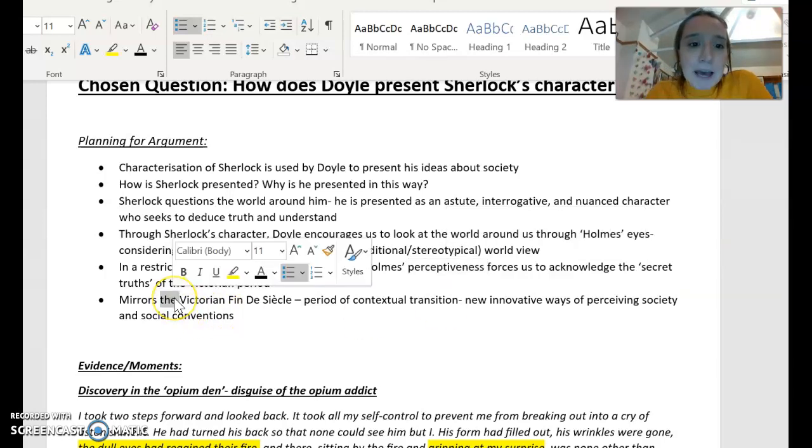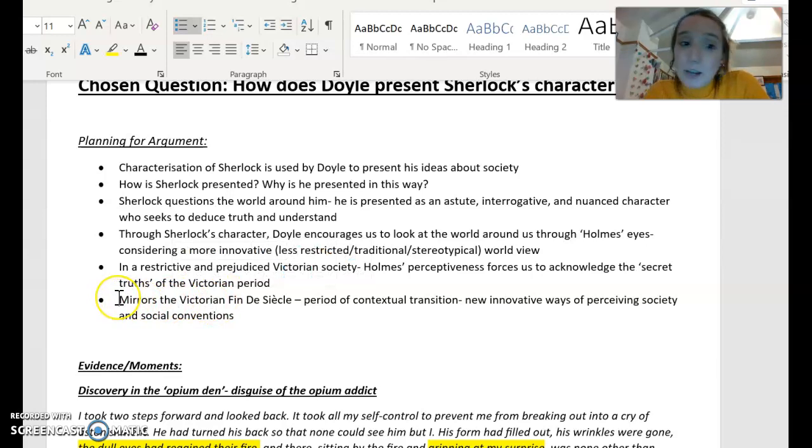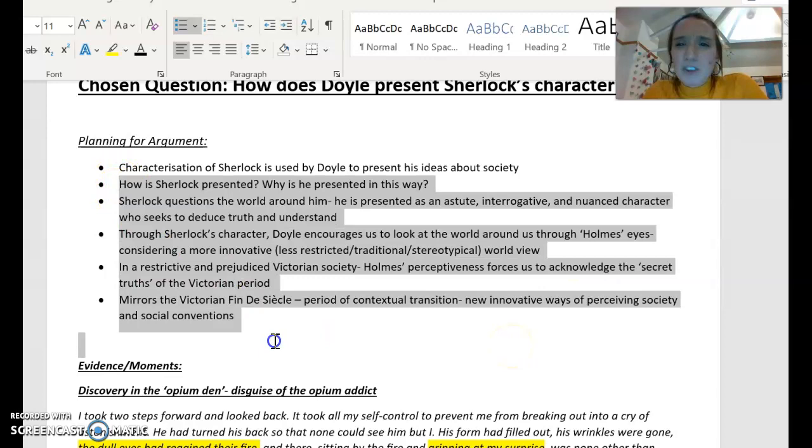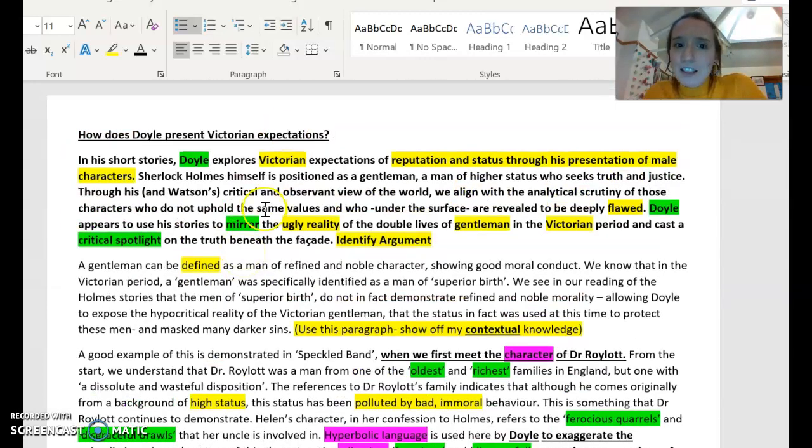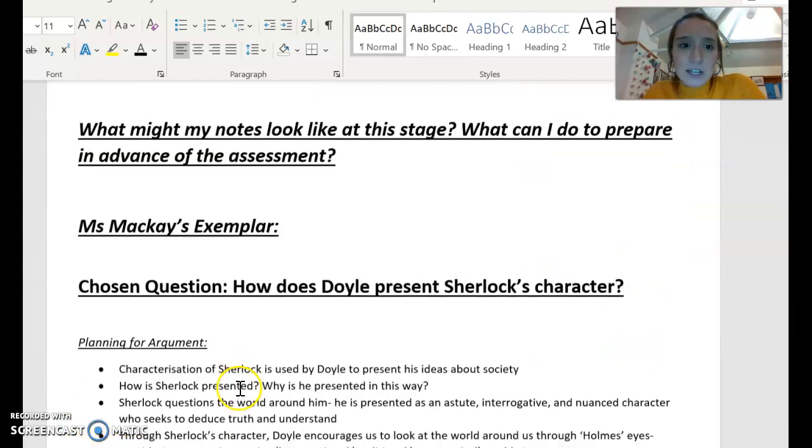And I linked back to a contextual idea. So I went back and watched one of my previous context videos about the Victorian fin de siècle, which I talked to you about before half term. And I said, well, maybe the fin de siècle was a time of transition where things were really changing. So maybe Sherlock's innovative worldview that we're encouraged to follow and acknowledge is mirroring the innovation of the time. Those are bullet points, but you can see how that would pull together to become a paragraph like this one here with 3 or 4 sentences.